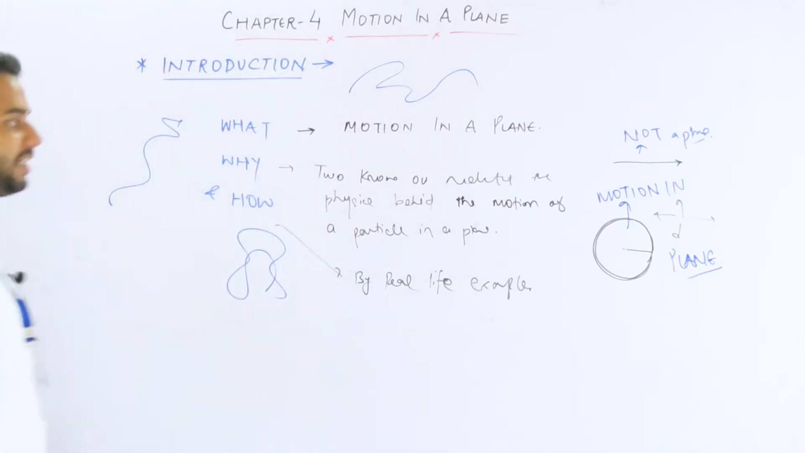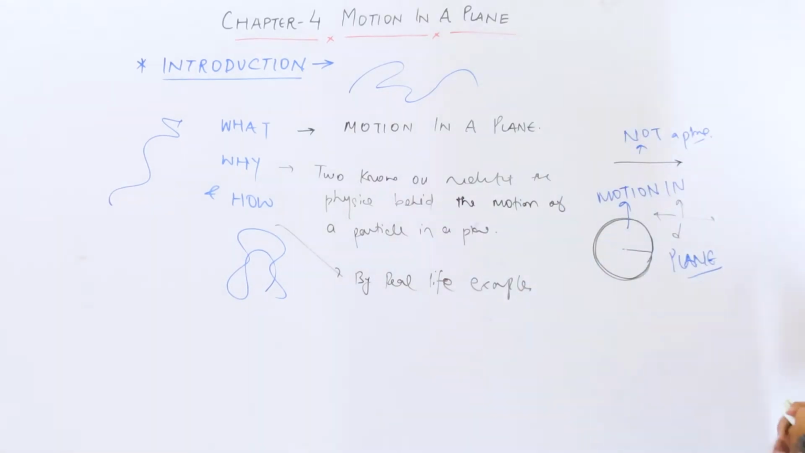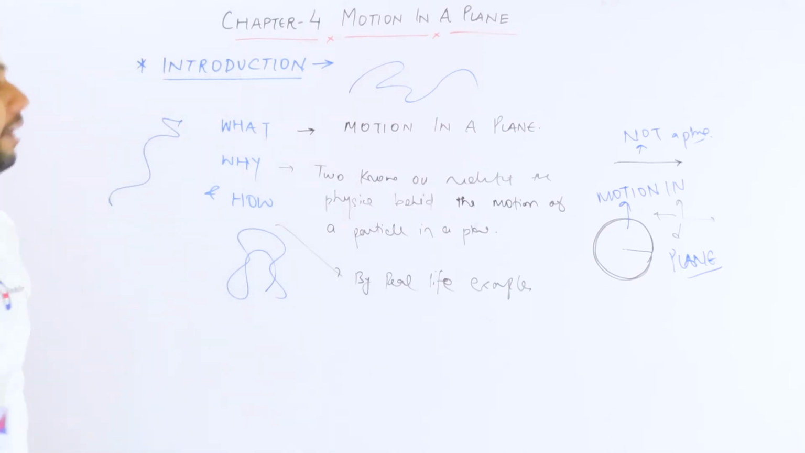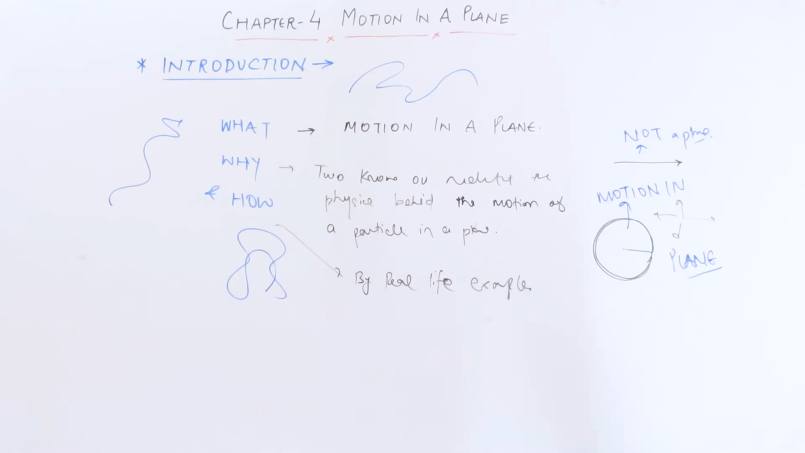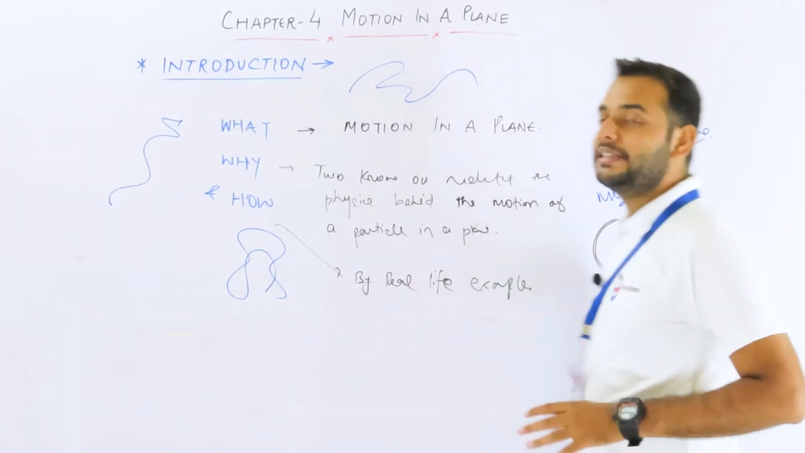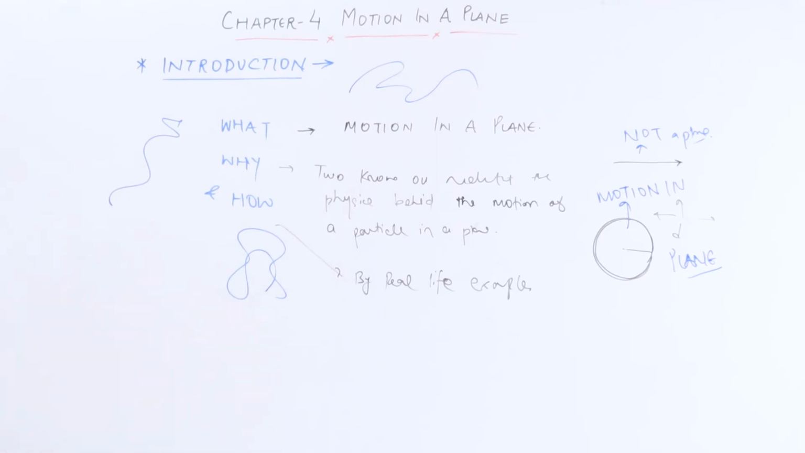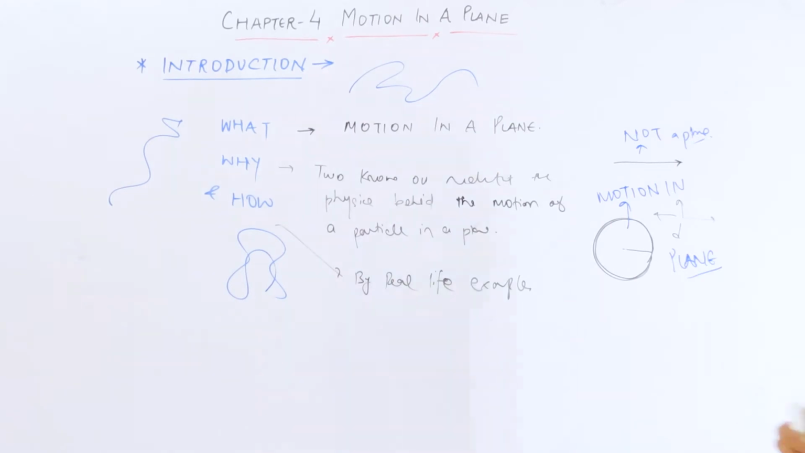Because we want to understand the physics or the science behind a particle's motion in a plane. Circular motion is a very beautiful example of a particle in motion in a plane. To know about all the characteristics of velocity, displacement, and acceleration of a particle in a circle or a plane, we have to learn this chapter. And how are we going to do that? By giving a real life example.